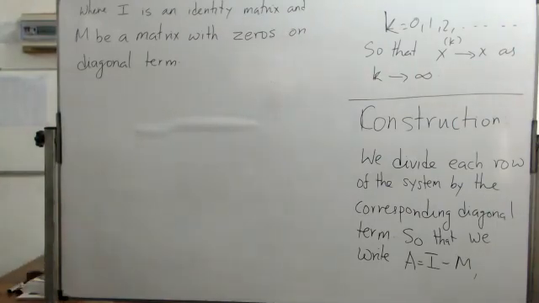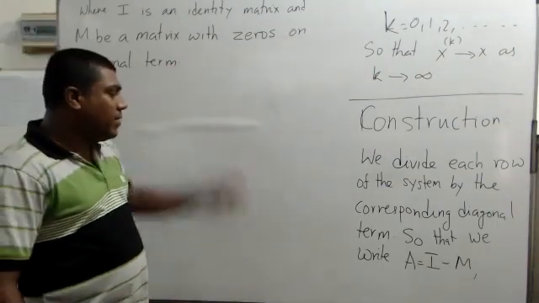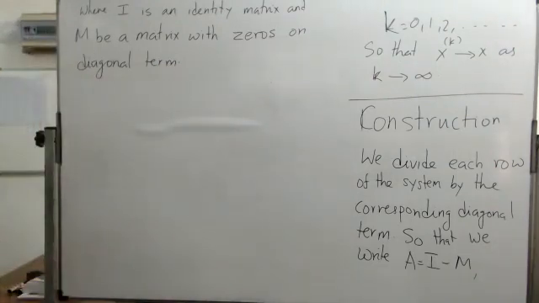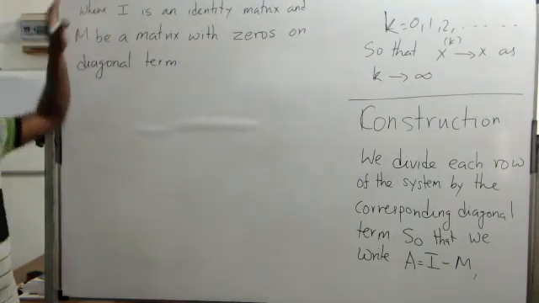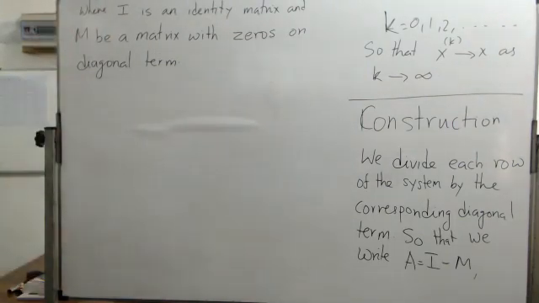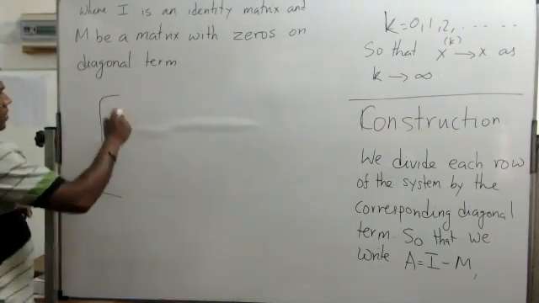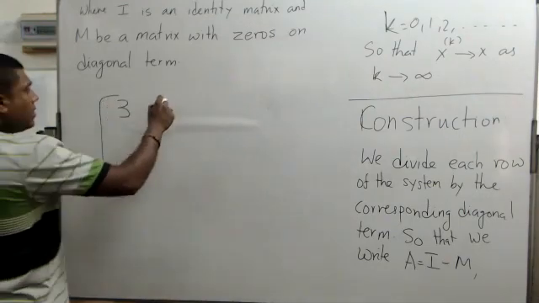Okay, so what we do is we try to write the coefficient matrix A as I minus M. I is the identity matrix, which has ones on the diagonal, and M is the matrix which should have zeros on the diagonal. Here is how we can do that. Let me give you an example. Suppose you have a system like this.